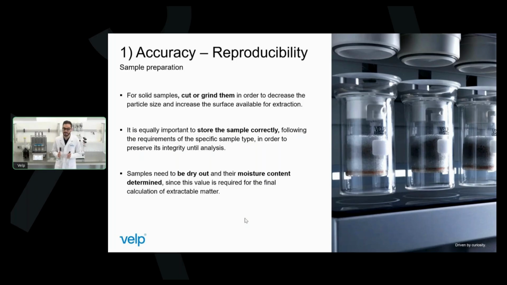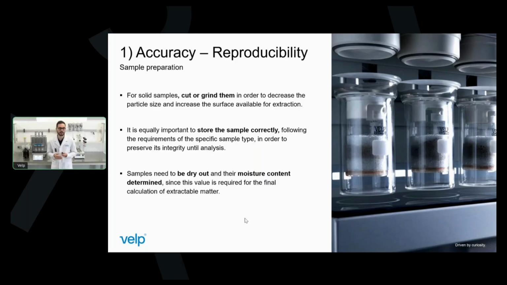It's really important to have a homogeneous aliquot of the sample before analyzing it in our solvent extraction, in order to have a representative aliquot of our sample. It's also really important to store the sample correctly, because, for example, in the food and feed sector, we can have a degradation process of the sample before starting the analysis. So it's really important to store it in the proper way.